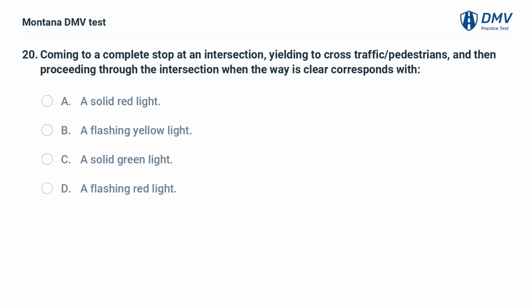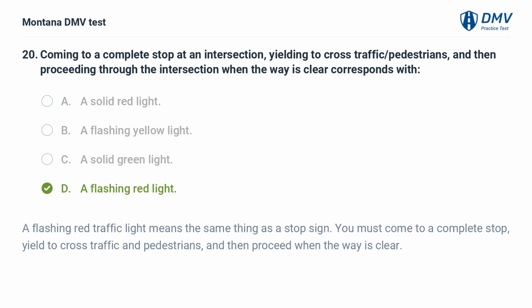Coming to a complete stop at an intersection, yielding to cross traffic and pedestrians, and then proceeding through the intersection when the way is clear corresponds with A. A solid red light. B. A flashing yellow light. C. A solid green light. D. A flashing red light. D. A flashing red light.